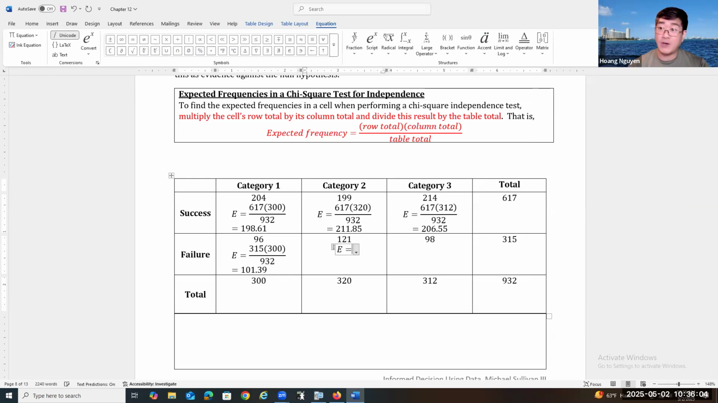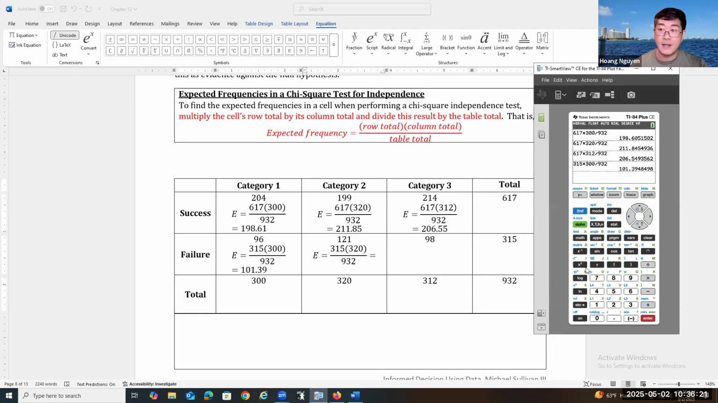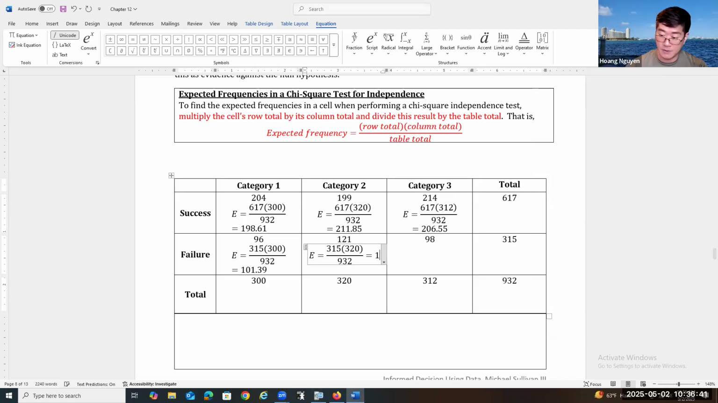Now, similar idea, we can move on to the next calculation, right? So it's going to be row total, row number 2. So 315 times the column total, 320, divided by the table total, 932. Okay. Now it's going to be 315 times 320 divided by 932. So it's going to be 108.15. Okay. Now one more to go, right?